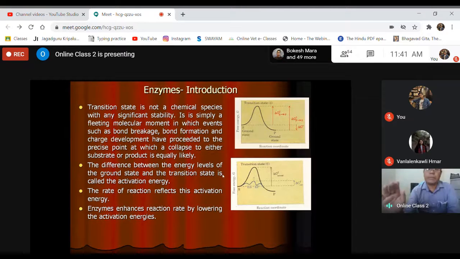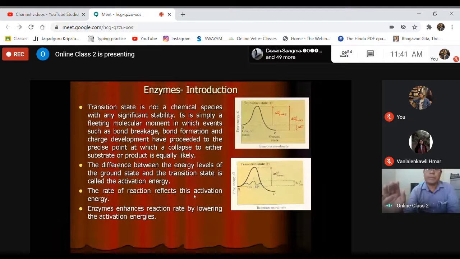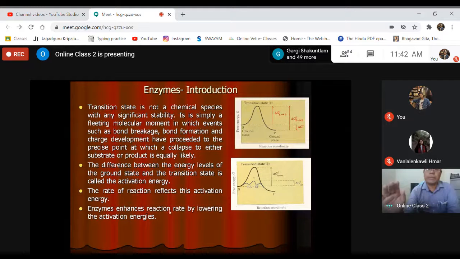The difference between the energy levels of the ground state and the transition state is called the activation energy. So what is activation energy? It is just the difference between the energy level of the substrate in the ground state and the energy level at the transition state. The rate of the reaction reflects this activation energy. Enzymes enhance the rate of the reaction by lowering the activation energy. So the role of the enzyme is just to decrease the activation energy.